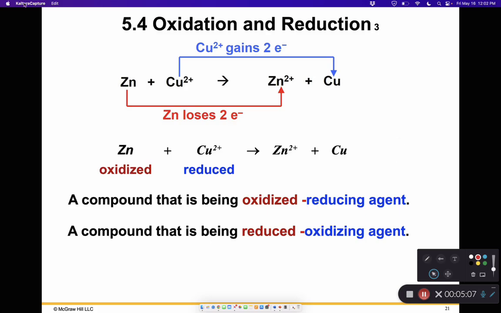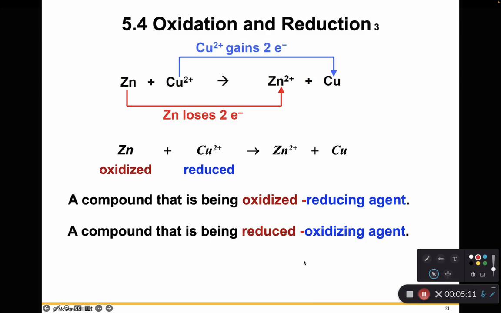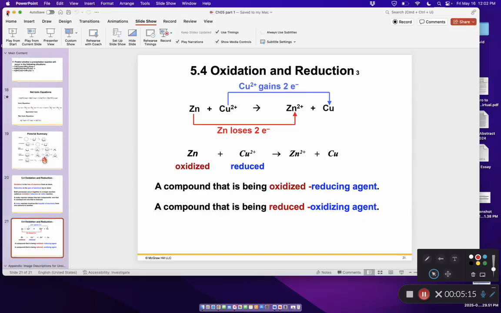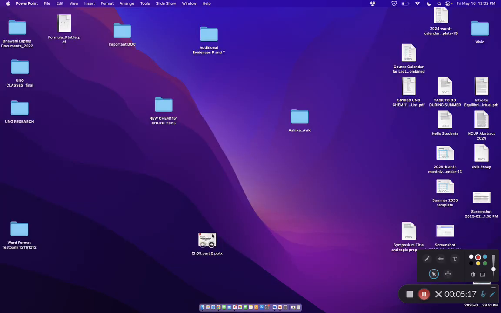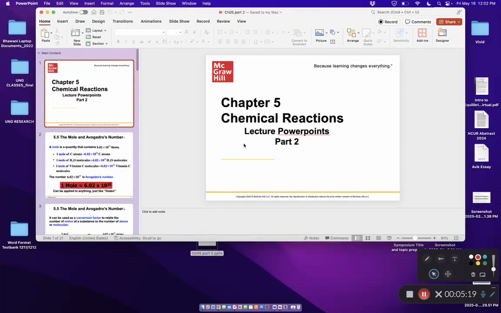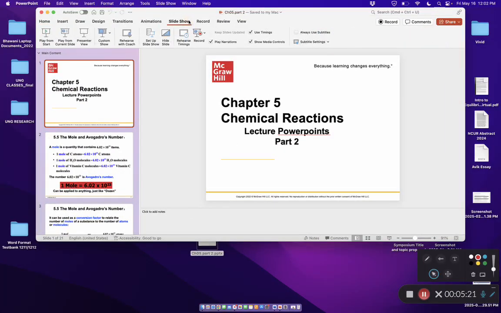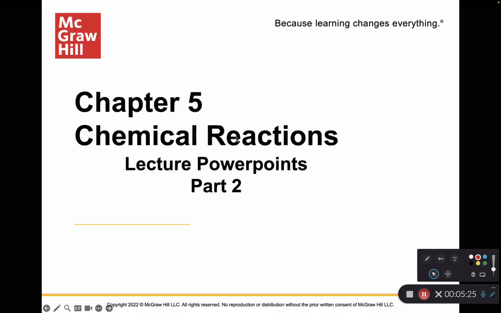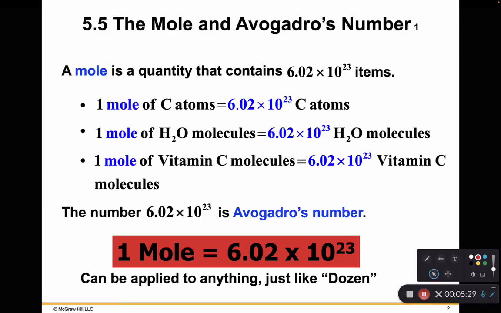With this, we are now looking into the second part of our chapter 5. Let me open that up. I might have it here. Let me put that on the slide. So in the second part of the chemical reaction chapter, we will explore the mole.